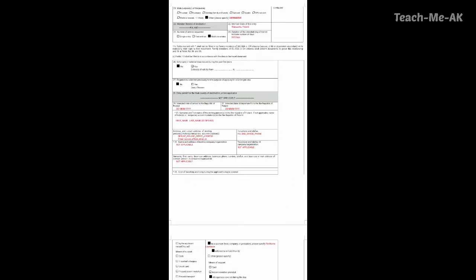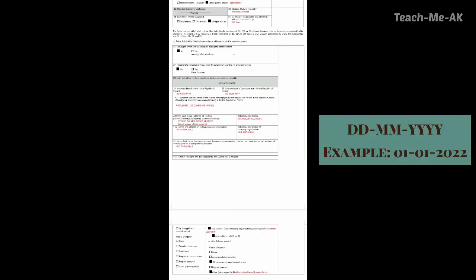Similarly, for the 27th question, if it is again related to the Schengen visa, if you have already traveled, then you could mark it as yes. If not traveled earlier in Schengen countries, you could mark it as no. The 28th question is already filled, so you need not worry about it.